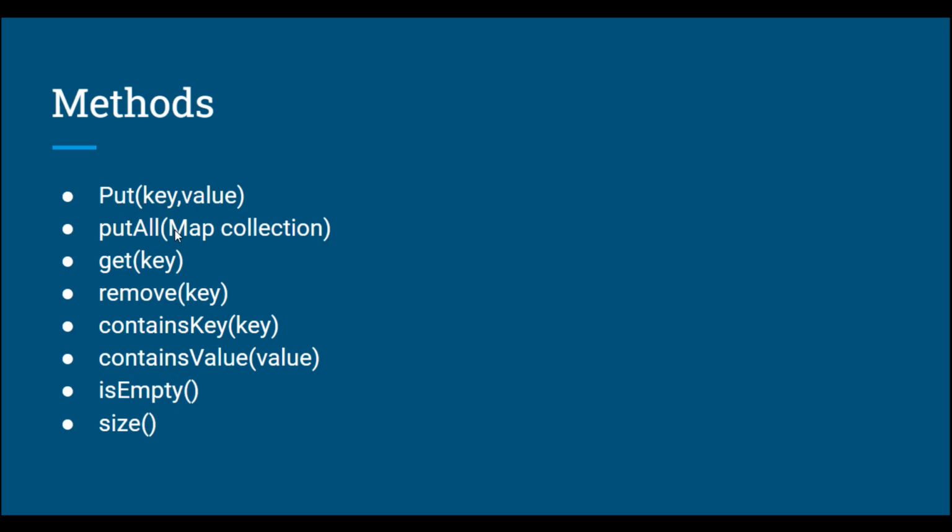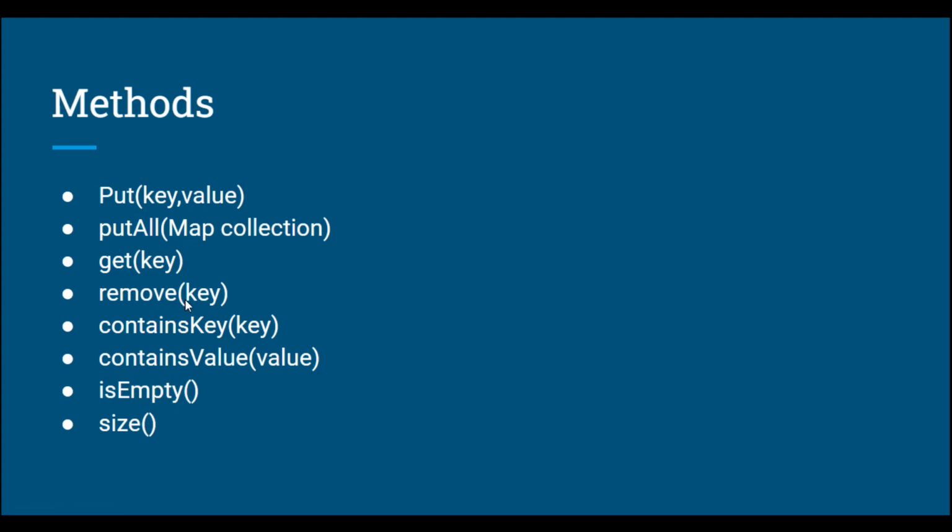And the second method is putAll, so it will insert a map collection. That means if you have another collection that is related to map, you can directly insert it. So that is the copy-paste thing. You can do that also. And the third one is get: if you want to get any value, like if you have an Aadhaar ID and you want the details of that person, you can directly pass the ID and you can get the details of the person.